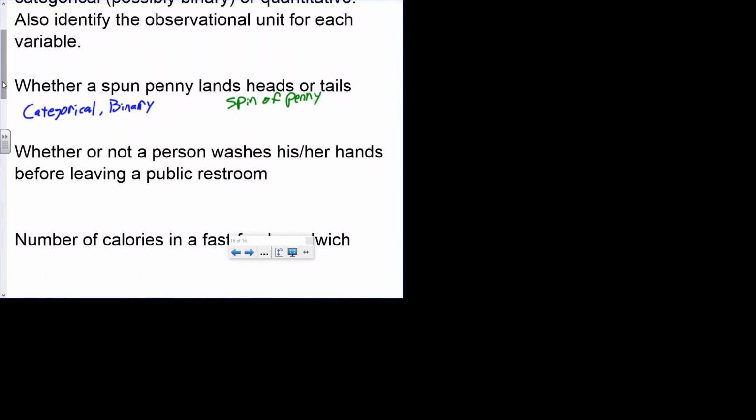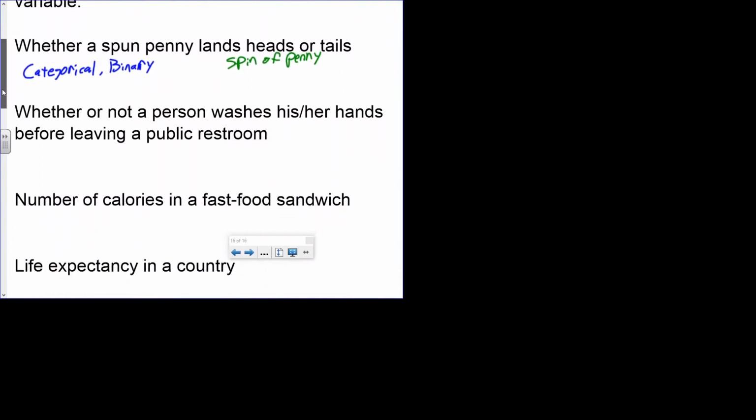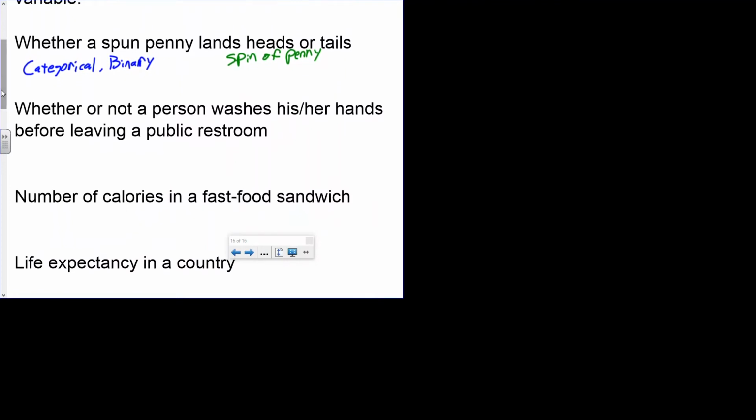So the next one, whether or not a person washes his or her hands before leaving a public restroom. So, someone leaving a restroom, you ask this person, did you wash your hands? And, well, this is only a yes or no question. So this is categorical, and again, it is binary. And so the answer is going to differ from, well, it's going to differ from person to person. So person or people.